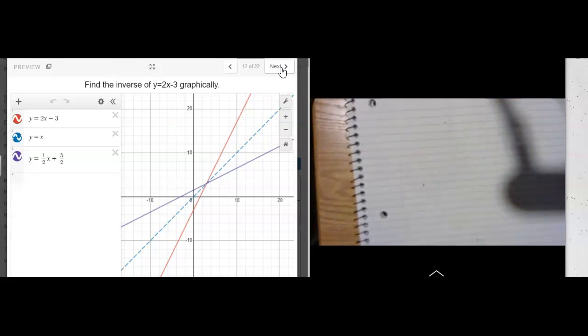See what we have here, okay? Find the inverse of y equals x graphically. We could see that the red one is the original, and the blue one is going to be the inverse function. That's what's happening here. Yep, so the blue one is the inverse of the red one folded over that line. That's what you need to do for that one.